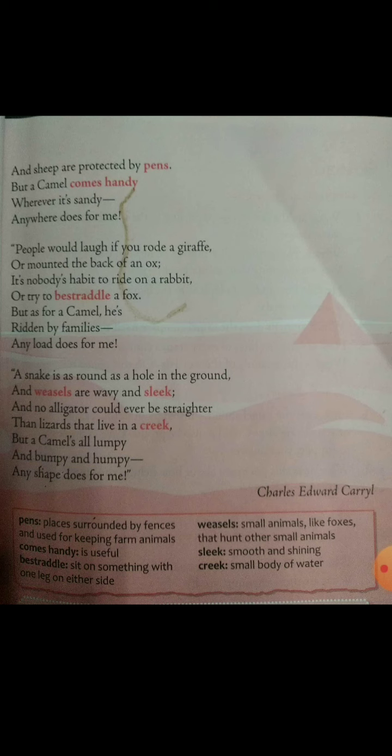So in the last stanza, it complains about its looks and features. It says that snakes are round like a hole in the ground. Weasels are wavy and sleek. Sleek means smooth. Alligators and lizards are straight, but the camel does not have a proper shape. It looks lumpy, bumpy, and humpy. Now, lumpy means full of lumps. Bumpy means uneven. Humpy means having a hump. So, this is the summary of the poem.